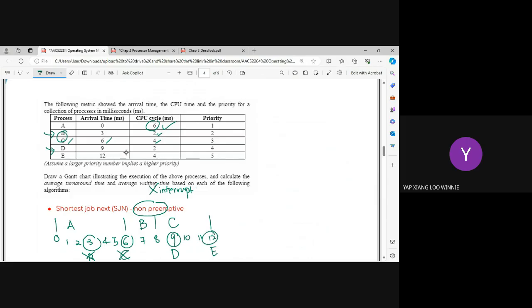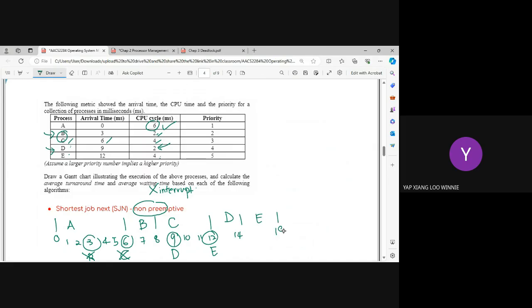So now you have two processes in the queue, and you have to determine which one to execute next. So you look at here, which one has a shorter CPU cycle? 2 versus 4, definitely you go for 2. So if I go for 2, which means I'm going to process D first. D for 2 milliseconds, you end at 14, and E for 4 milliseconds, you're going to end at 18.